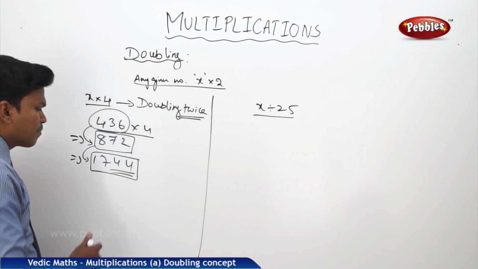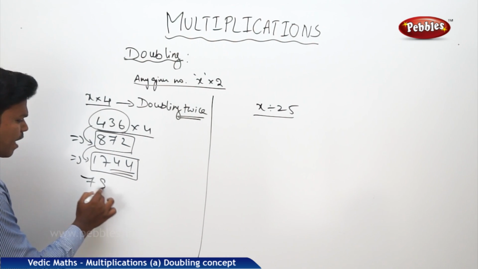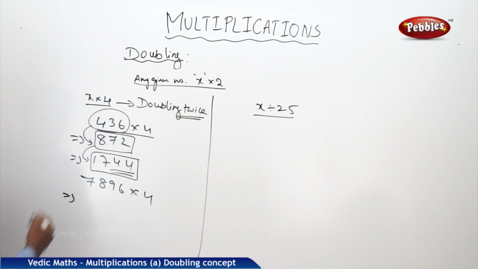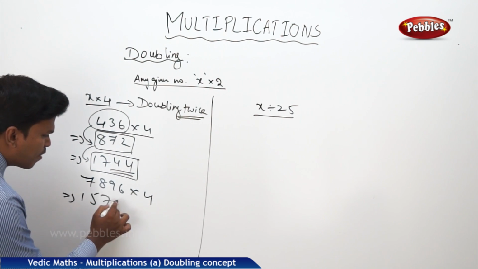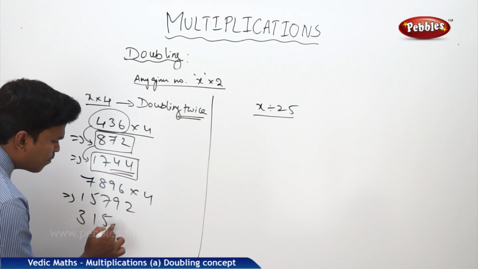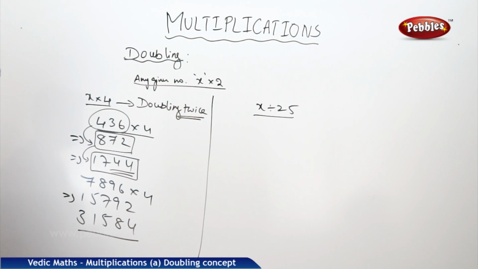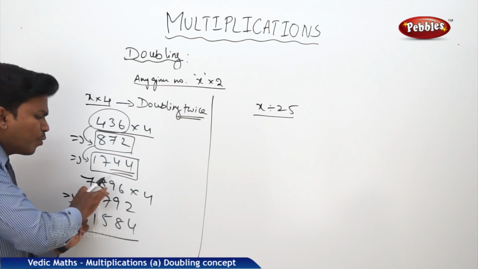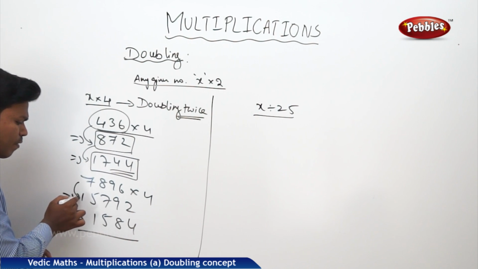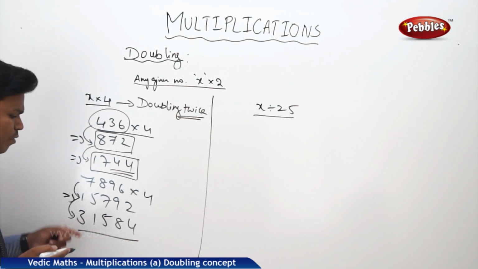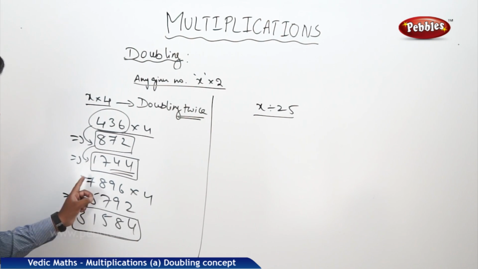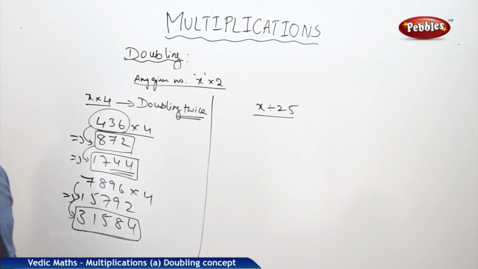One more example. Suppose 7896 into 4. I want to multiply with 4. Just make it double twice fast. 15792. Again make it a double. 31584. So this will be your answer. First one time doubling, again making the double of the number which you got. So the answer will be 31584 if you want to multiply 7896 by 4.